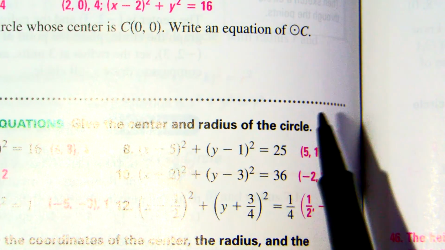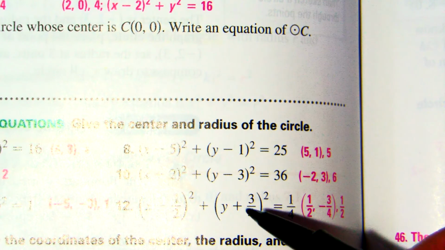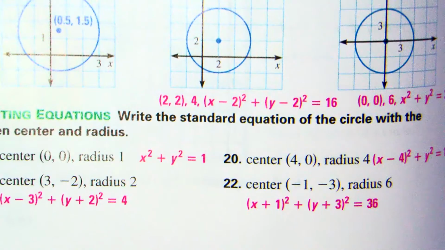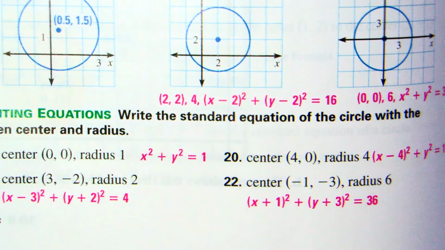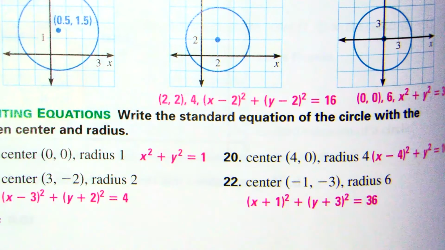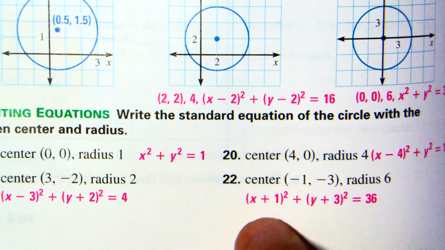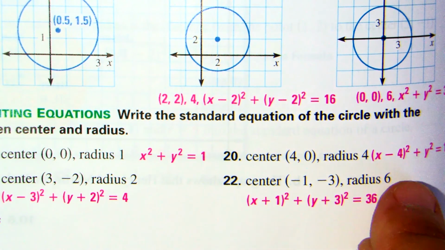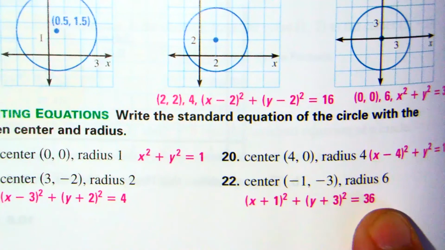So when it comes out, you just change the sign and take the square root of the radius. Now the other way I can ask it, down here, would be write the standard equation of a circle with the center, give the center and the radius. So for instance, right here, the center is negative 1, negative 3. You just plug it in and change the sign, x plus 1 and y plus 3, and if the radius is 6, square it to 36. So that's all you do.